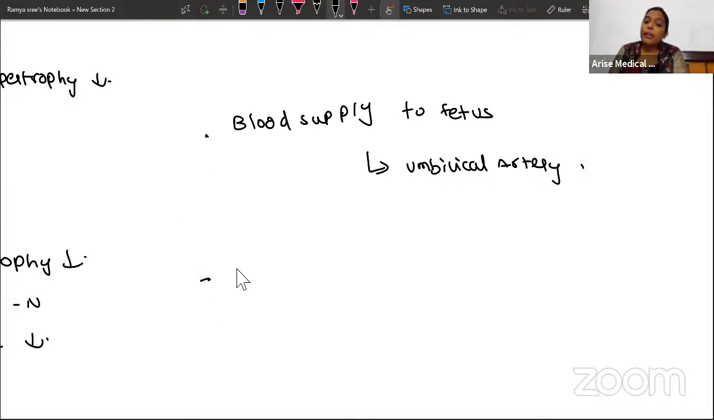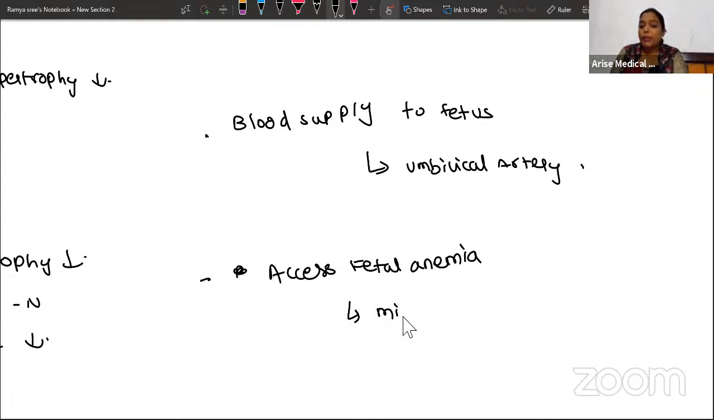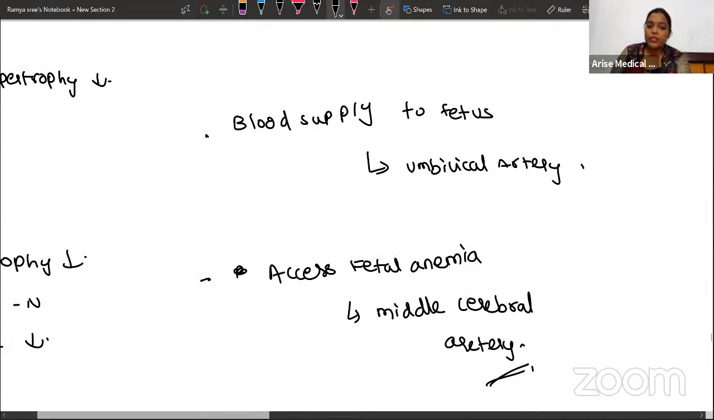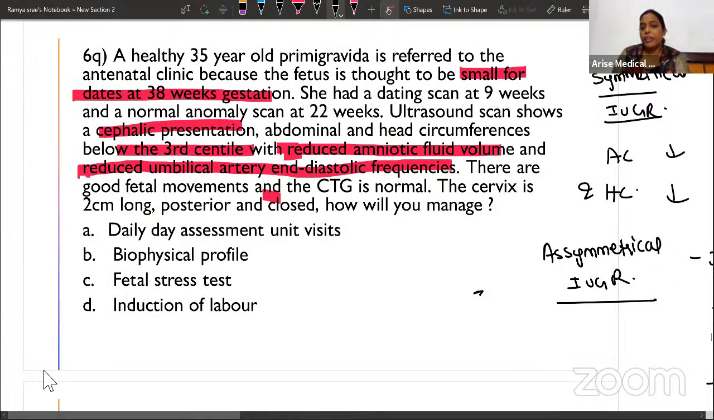Next, to assess fetal anemia, what is the artery which you have to check? To assess fetal anemia, the artery which has to be monitored is the middle cerebral artery. To assess the blood supply to the fetus, it is the umbilical artery. To assess fetal anemia, it is the middle cerebral artery. Okay. To assess the blood flow to the uterus, it is the uterine artery, the indicator of preeclampsia, right?